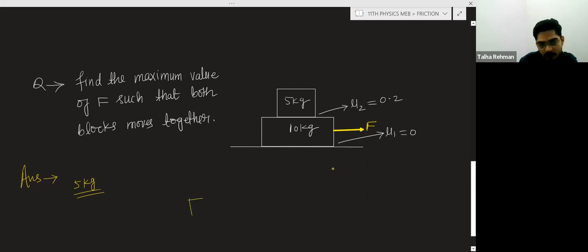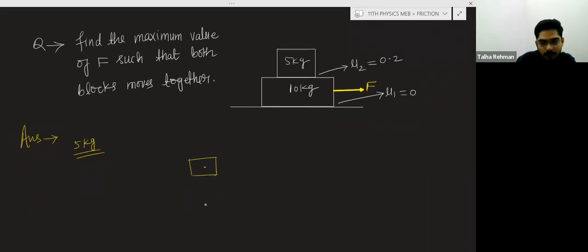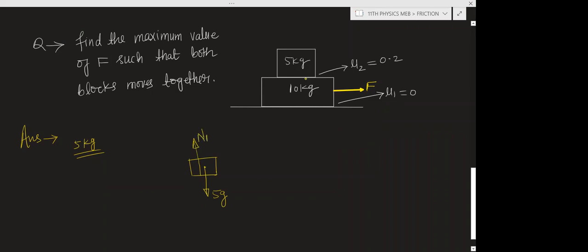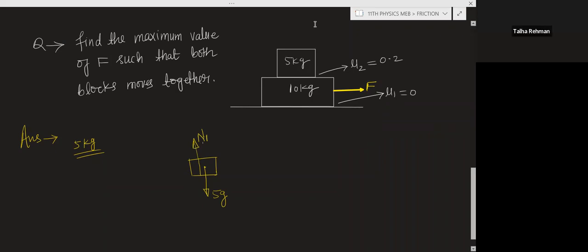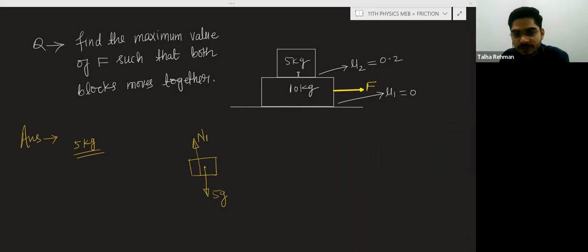So this is the 5 kg block. On this 5 kg block, the force of gravity, or the weight of the block, will be in the downward direction. That will be mg, which means 5g. Now, due to this surface, there will be the normal reaction. Suppose this is N1, the normal reaction due to this surface.